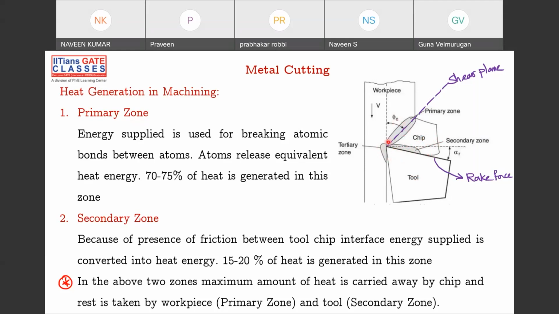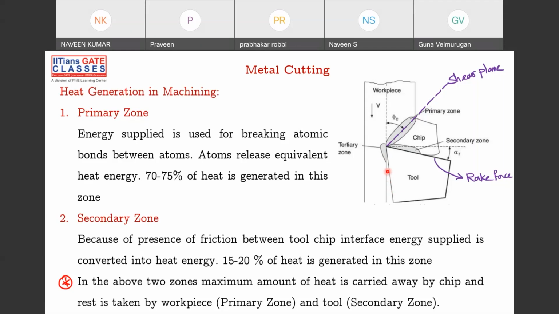Next is the tertiary zone. What is the tertiary zone? It occurs between tool and workpiece. Sir, how tool and workpiece? Of course, what is this angle, anyone? This angle here, anyone who can tell me? At least I need some answer. Yes, Praveen, you are right. Relief angle, amazing. Why did you give the relief angle in the first place? You gave the relief angle because you don't want the workpiece to rub against this tool.